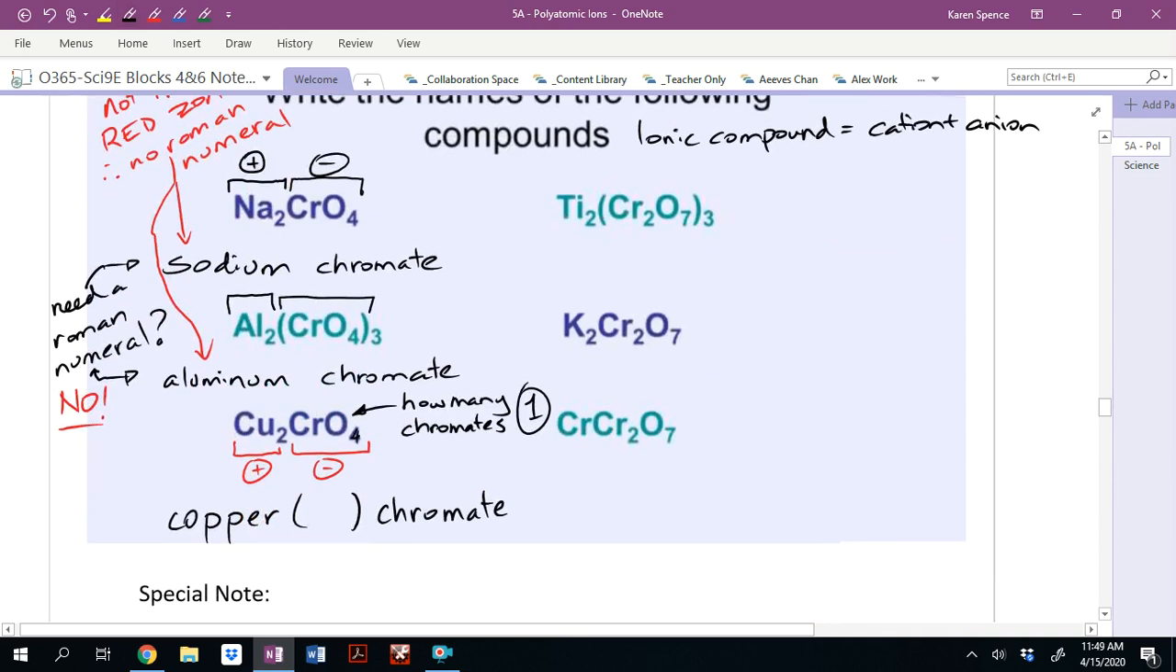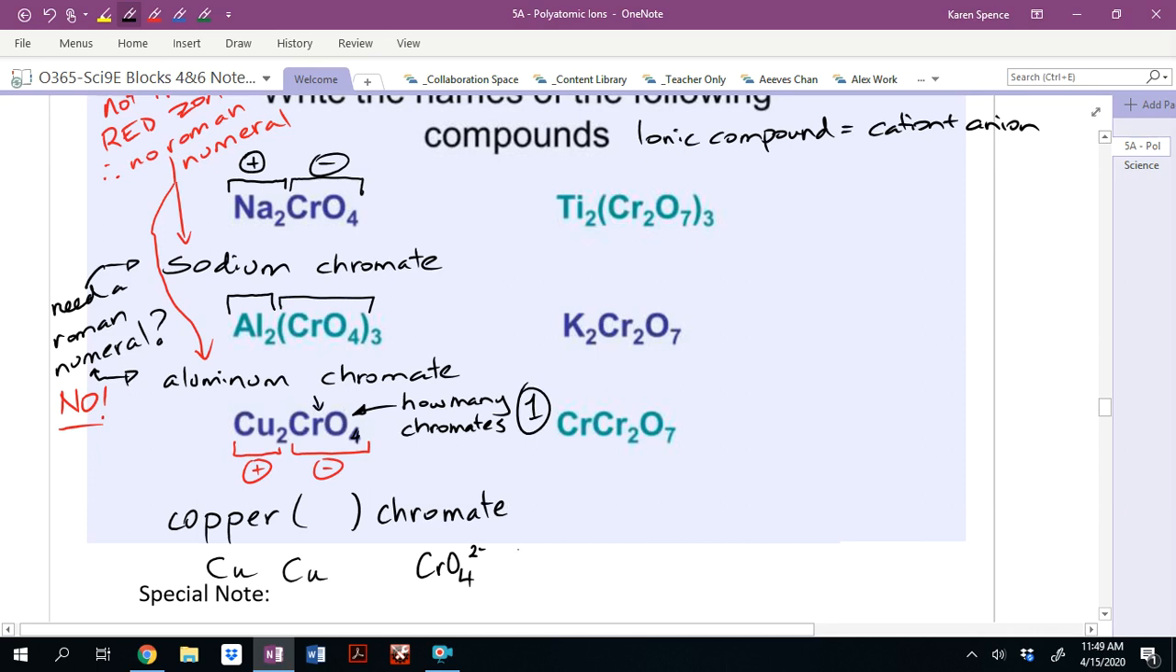So remember, unless it's in brackets, you only have one of the polyatomic ion. And I'm sitting here making all these lovely hand gestures that you can't see. That's all right. So I have one chromate, CrO4 2-, and I have 2 coppers, Cu, Cu.